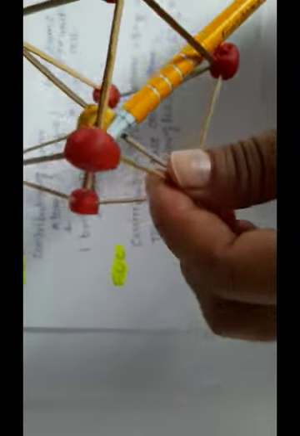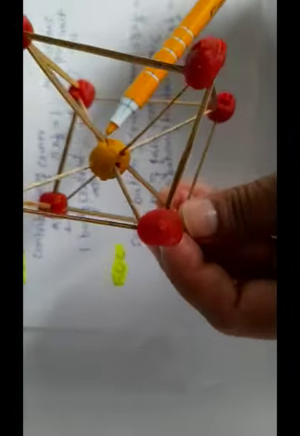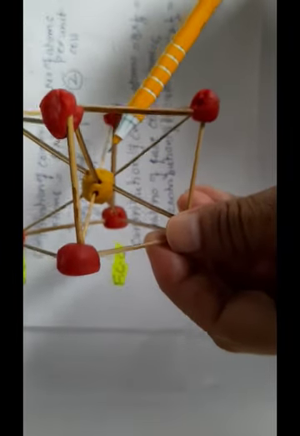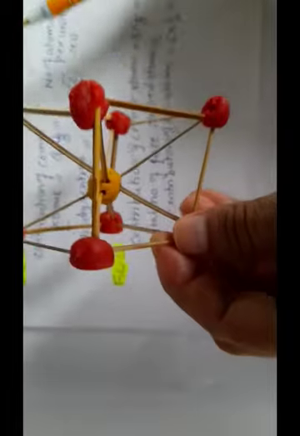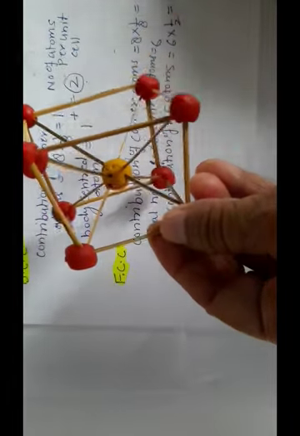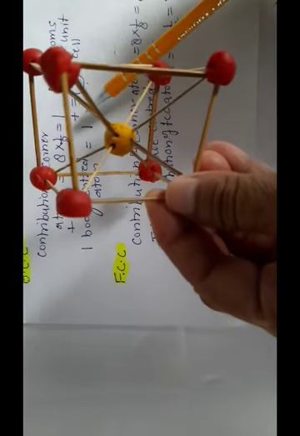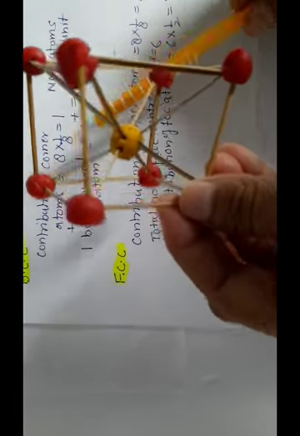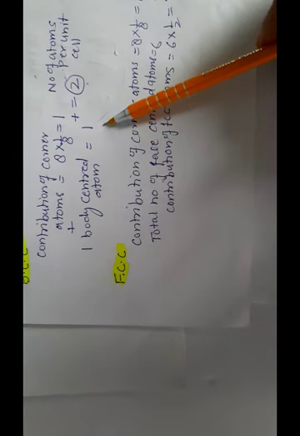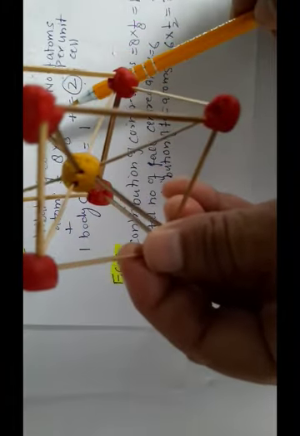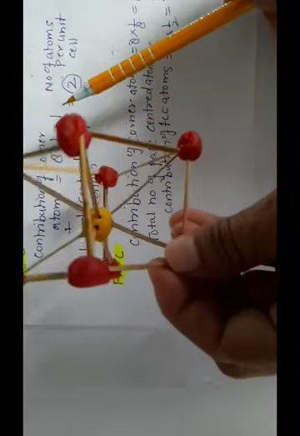One atom is placed at the body center position, and this body center position is isolated to this unit cell only. It is not common between any other unit cell, and that is why the total number of atom per unit cell in this body centered unit cell will be equal to 1 contributed from the corner and 1 contributed from the body centered position, and 1 plus 1 will give you 2. The number of atom per unit cell in case of body centered cubic unit cell comes out to be 2.